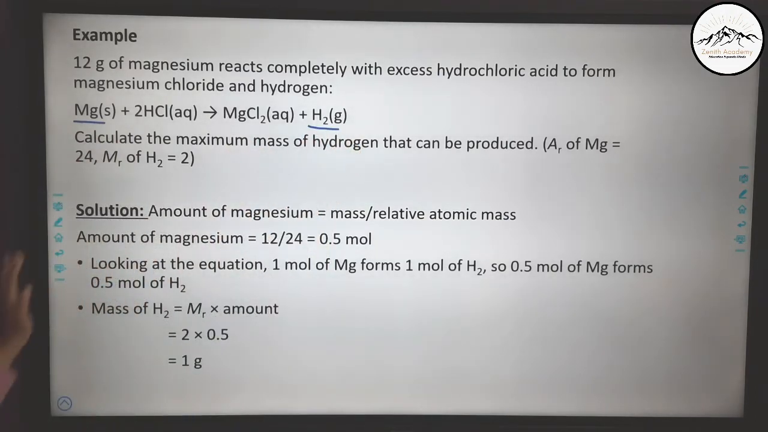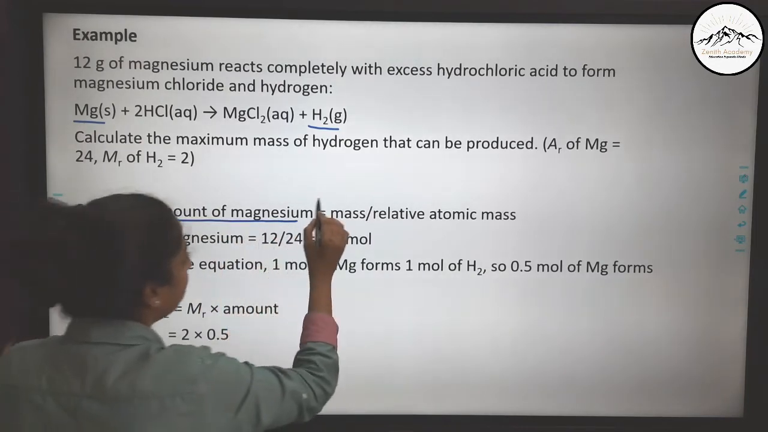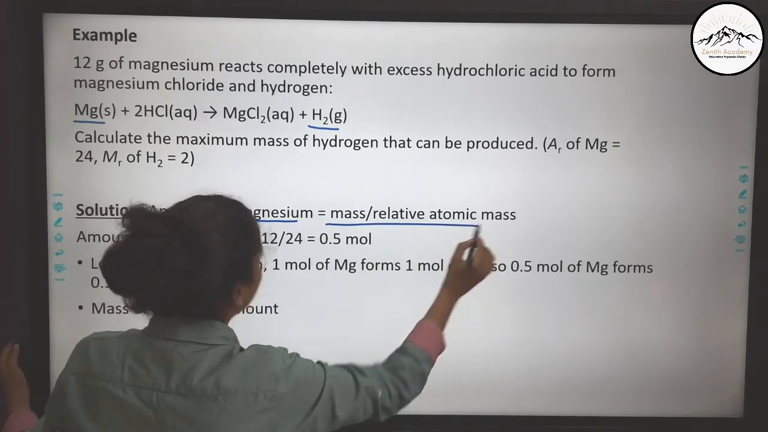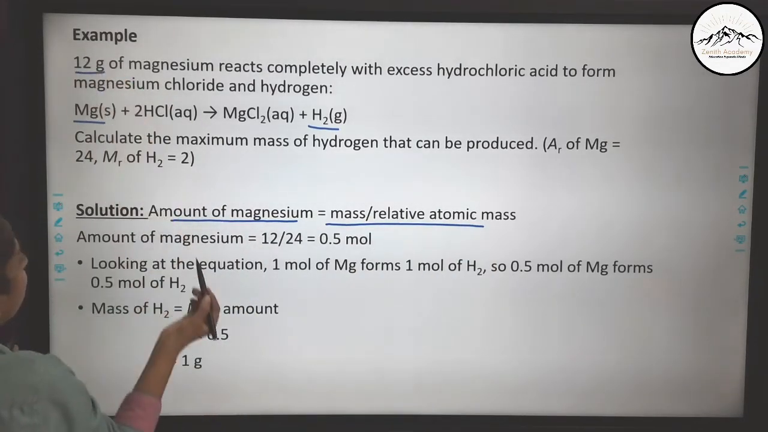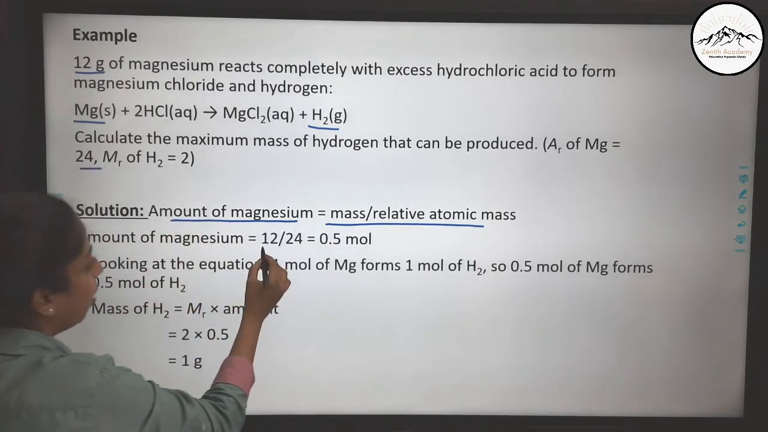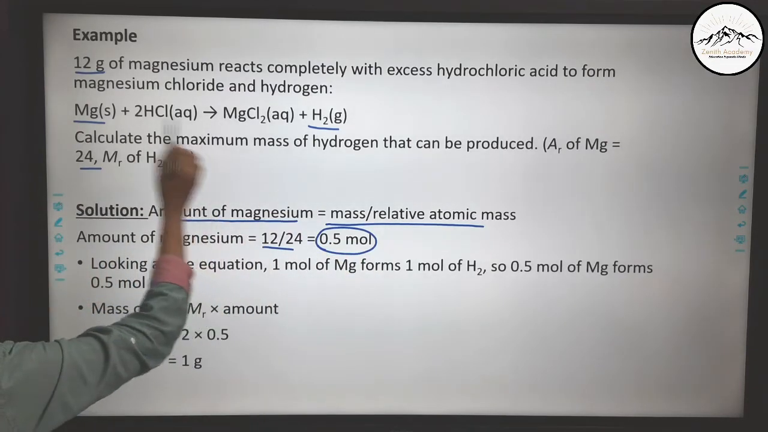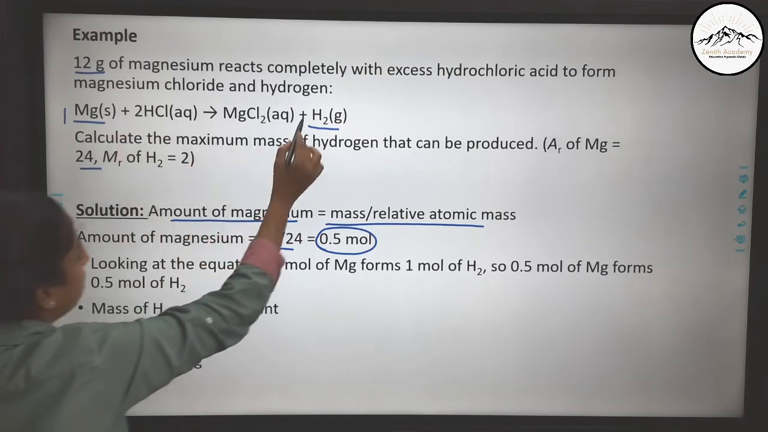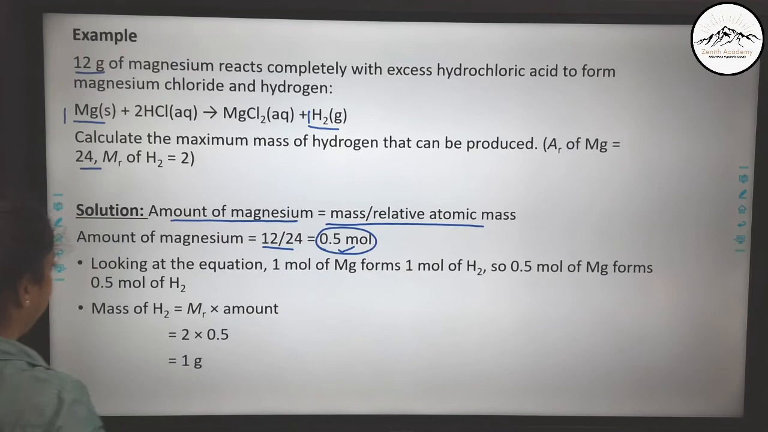Okay. So first I will show you with the formula and then with the different method. Now amount of magnesium is calculated first. So amount of magnesium by the formula mass upon relative atomic mass. So what is the mass? Mass is 12. And what is the relative atomic mass of magnesium? It is 24. So 12 upon 24 is 0.5 mole. So according to reaction, 1 mole of Mg is corresponding to 1 mole of hydrogen. So 0.5 mole will correspond to 0.5 mole.